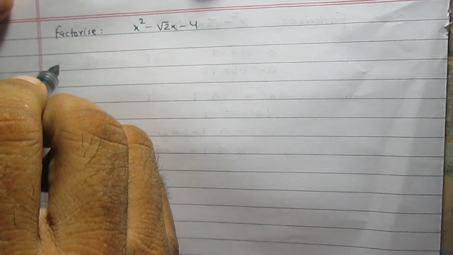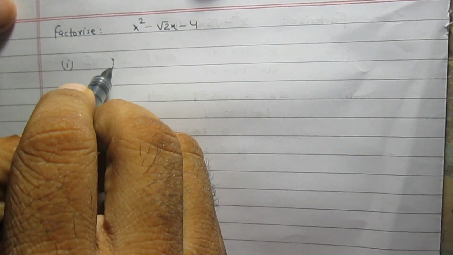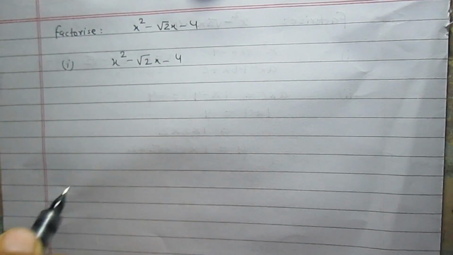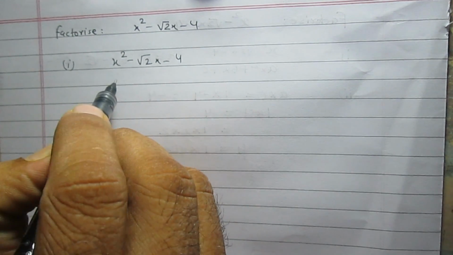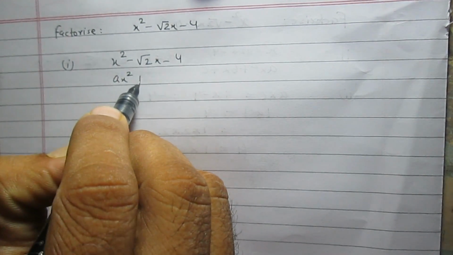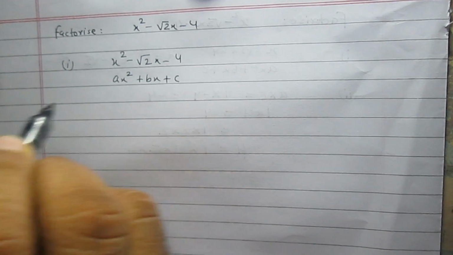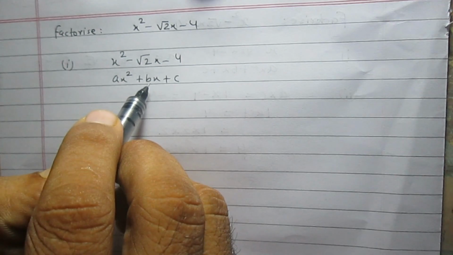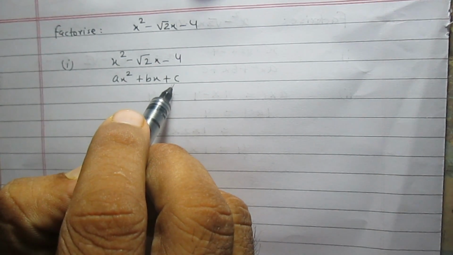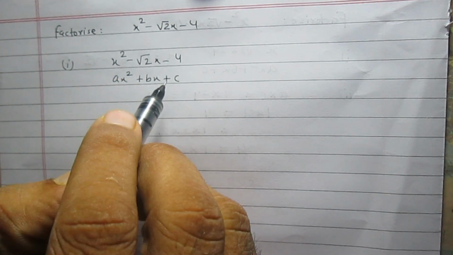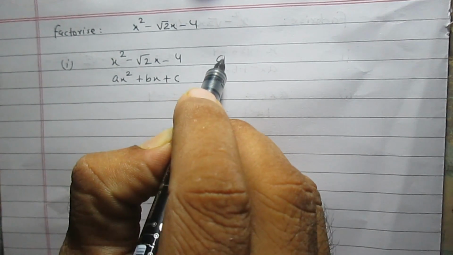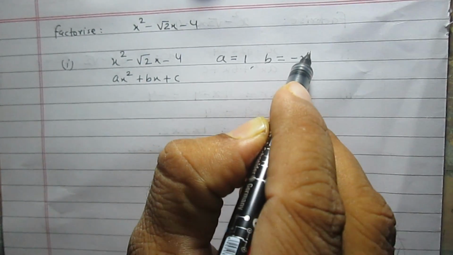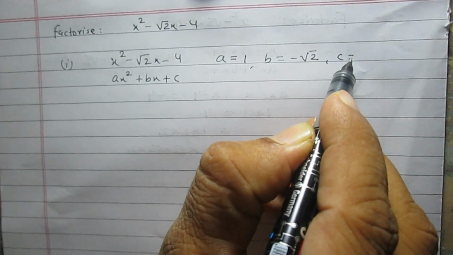So in first step, we will compare the given quadratic expression with the general form of quadratic expression. The general form of quadratic expression is ax square plus bx plus c, where a is the coefficient of x square, b is coefficient of x, and c is a constant term. On comparing these expressions, we find that a is equal to 1, b is equal to minus of square root 2, and c is equal to minus 4.